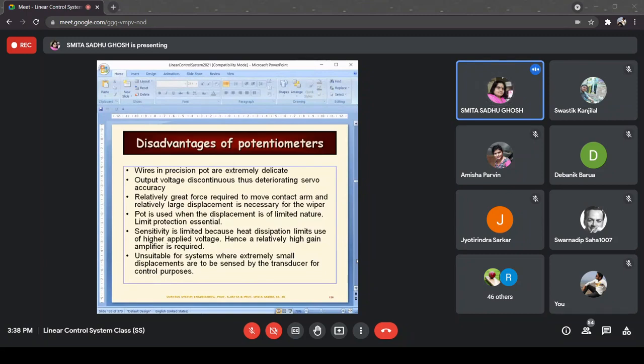This slide has the heading disadvantages. Actually, it should be labeled as limitations of potentiometers. Okay, so limitations of potentiometers is what we have over here, some of which we've already discussed. I'll be mentioning them again if they come.